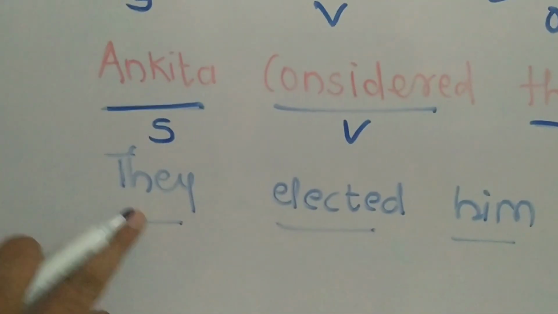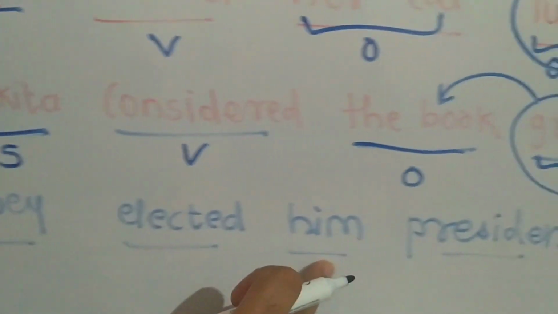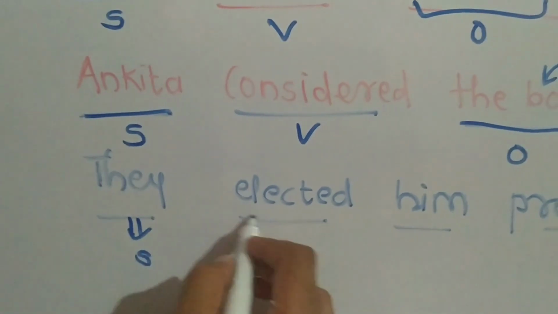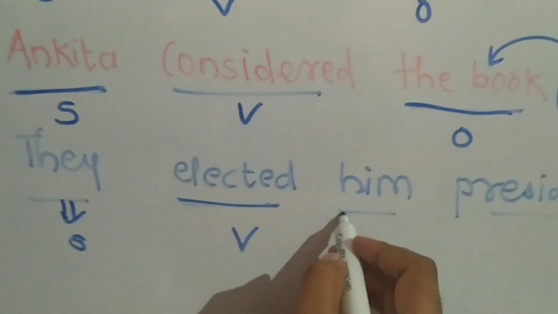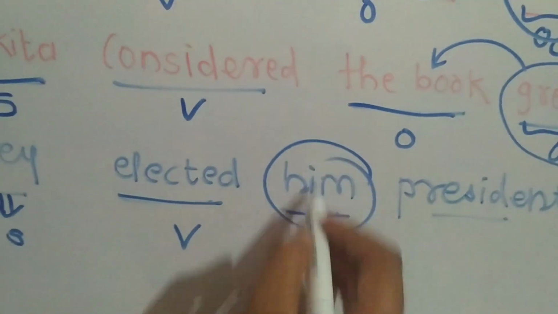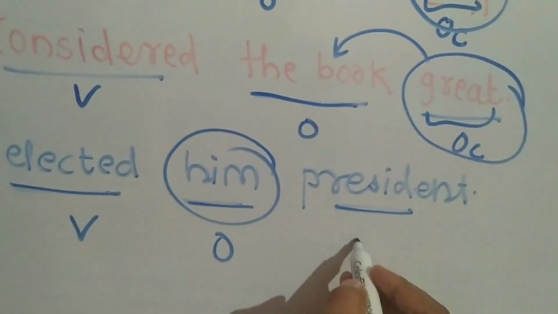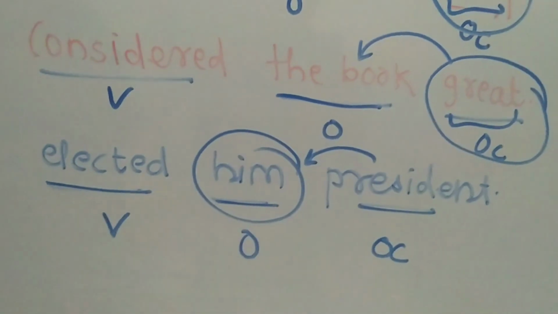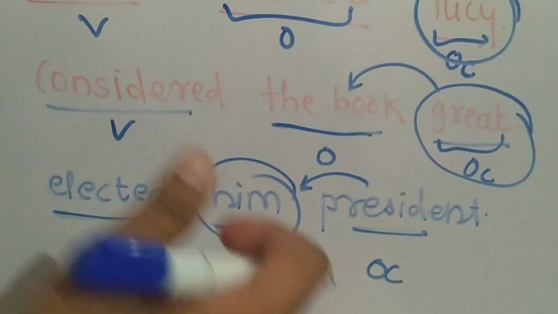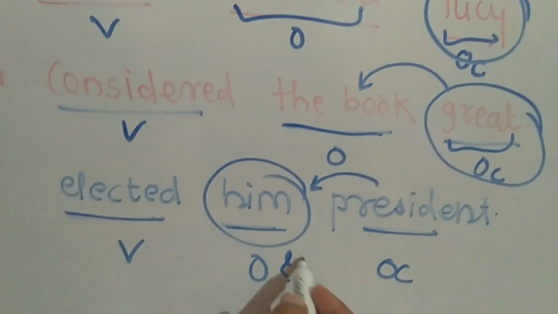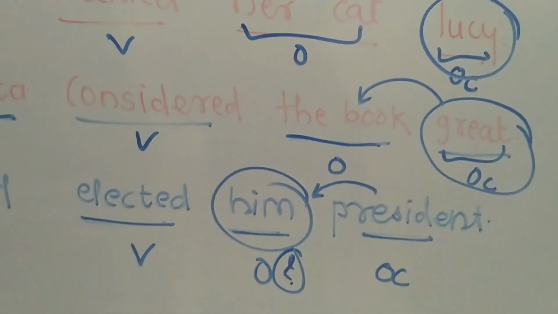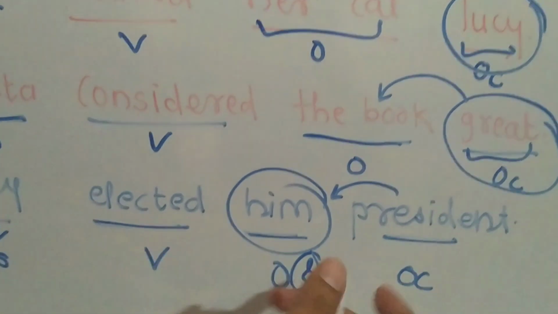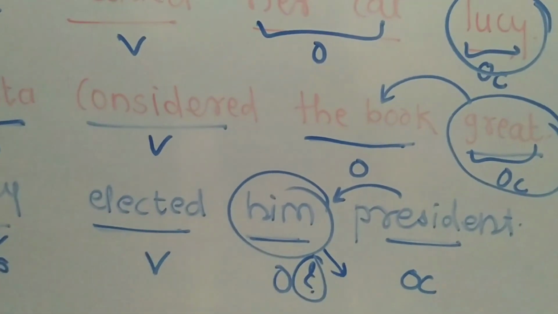Now the fourth one is: they elected him president. Now they is the subject, elected is the verb, him is the object, and president is the object complement. Same here, president describes a particular person. We don't know his name, so it describes him.